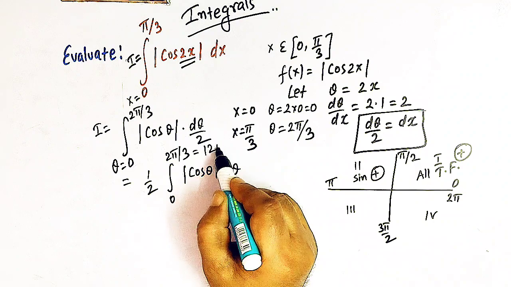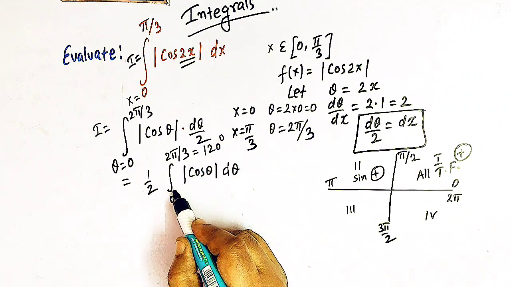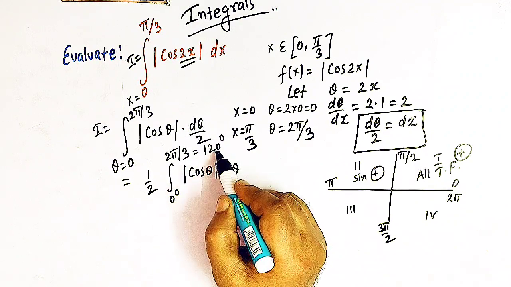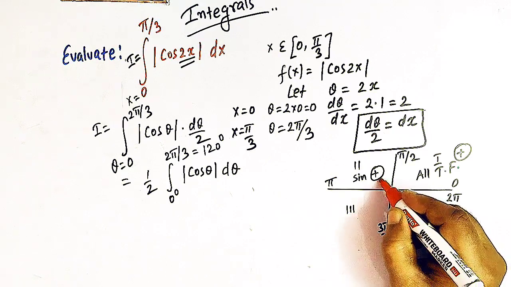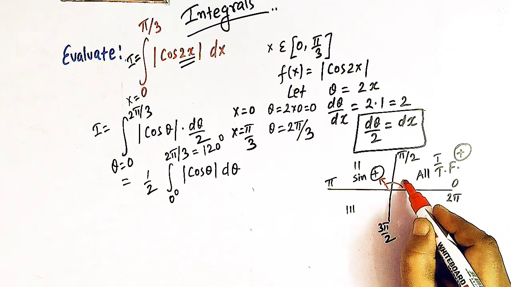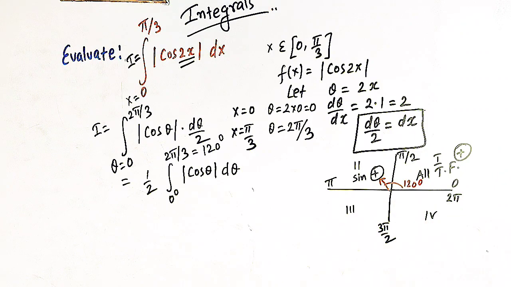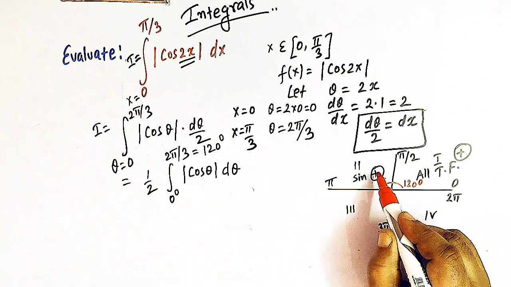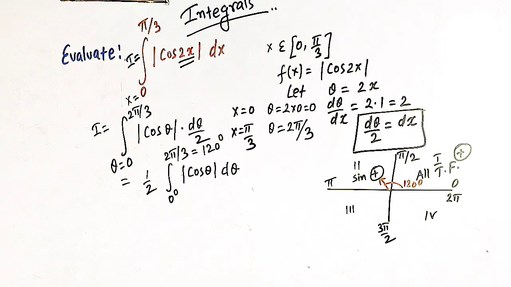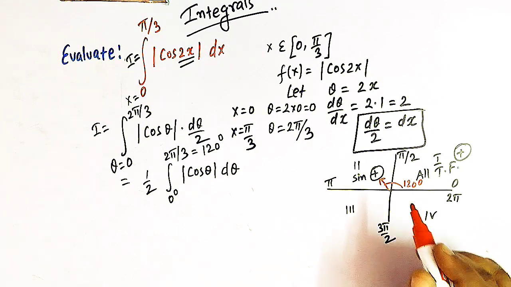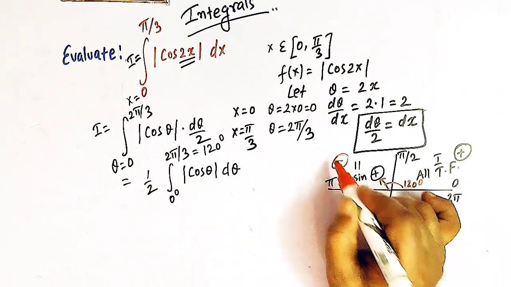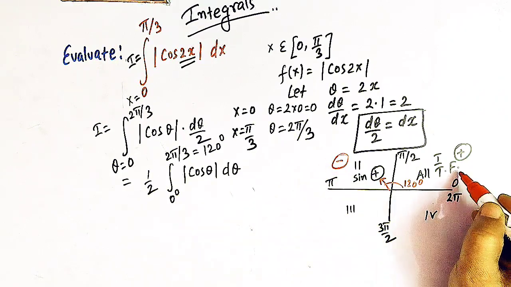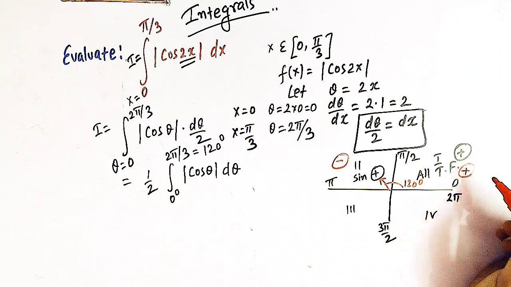Since the limit of integration varies from 0 to 2 pi by 3, and 2 pi by 3 is 120 degrees, we have to go from 0 degrees to 120 degrees, and 120 degrees lies in the second quadrant. So we are in the second quadrant. Now in the second quadrant the cosine function is negative, and in the first quadrant the cosine function is positive.